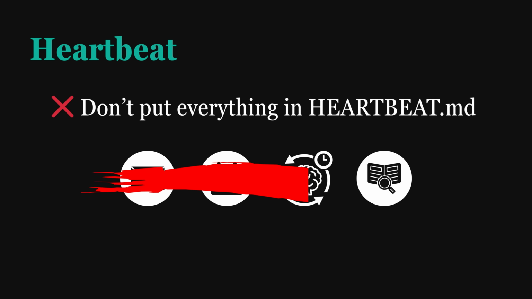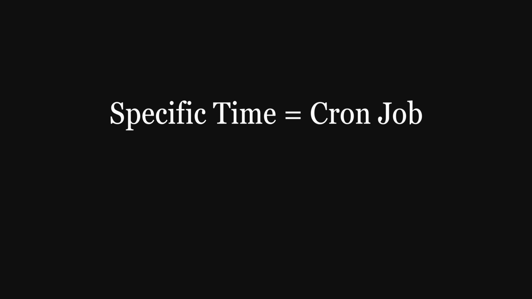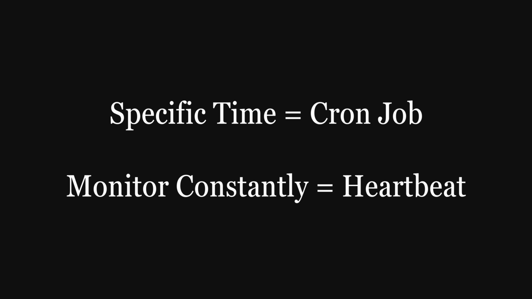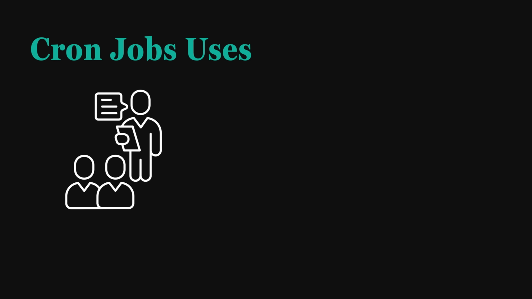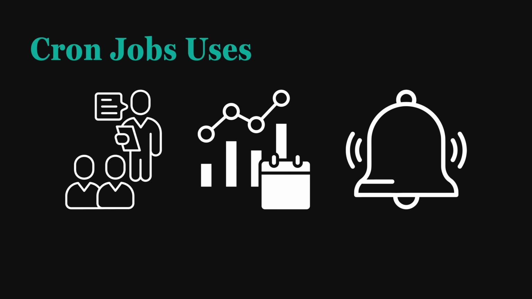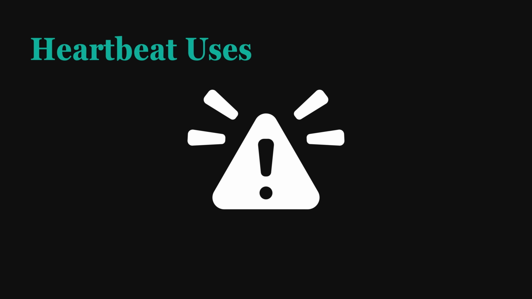That burns through tokens like crazy because the heartbeat runs every 30 minutes and every run loads the full context window. So here's a guide. If it runs at a specific time, make it a cron job. If it needs to watch for something continuously, use heartbeat. Daily briefings, weekly reviews, reminders, those should be cron jobs. Alert me if something urgent comes in, heartbeat.